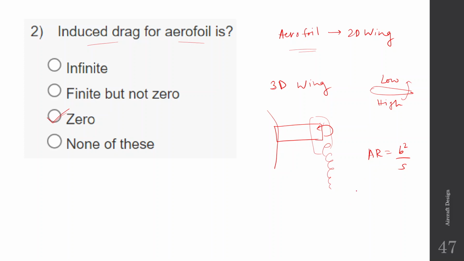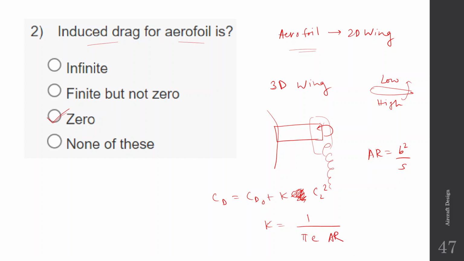And then we know that the drag can be written as CD naught plus K CL square, and your K is 1 by pi e AR.